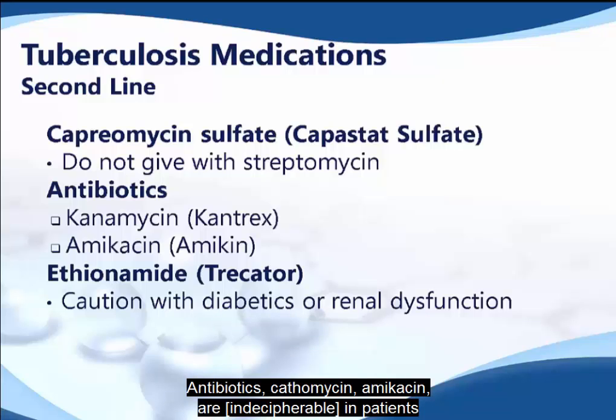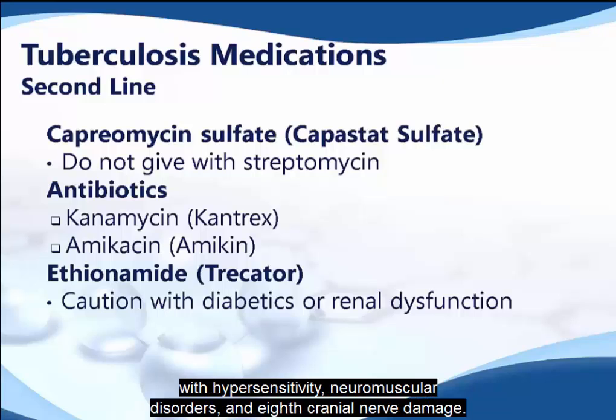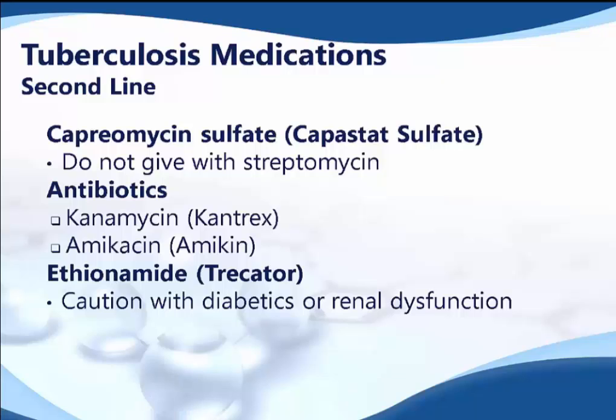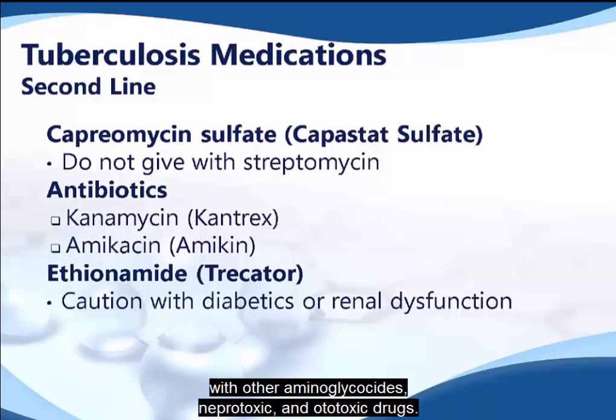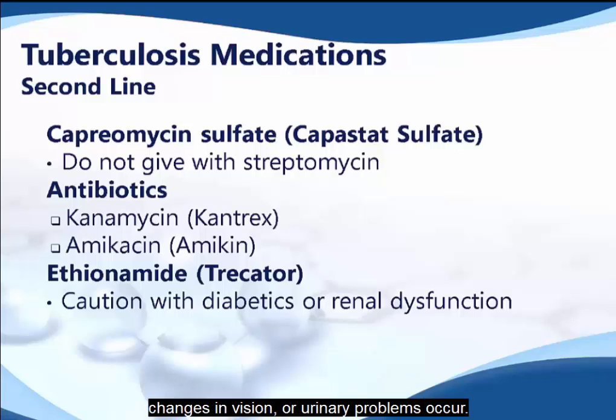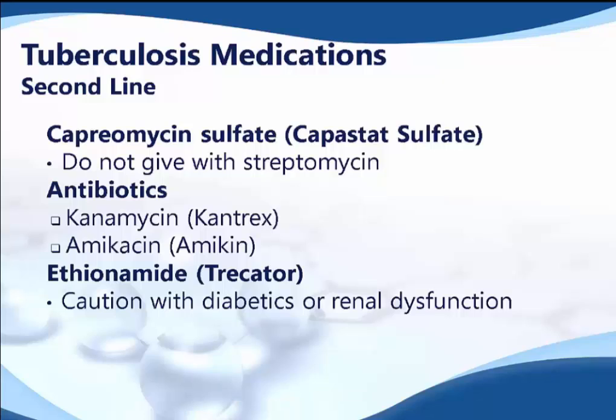Antibiotics kanamycin and amikacin are contraindicated in patients with hypersensitivity, neuromuscular disorders, and eighth cranial nerve damage. The risk of toxicity increases when taken with other aminoglycosides, nephrotoxic, and ototoxic drugs. Monitor liver and renal function tests and assess hydration status. Educate the patient to notify the healthcare provider if hearing loss, changes in vision, or urinary problems occur.